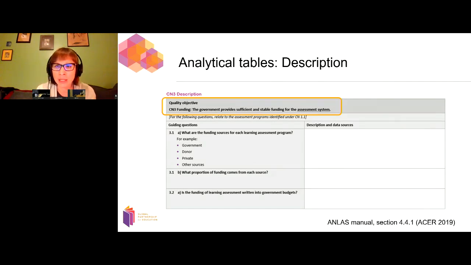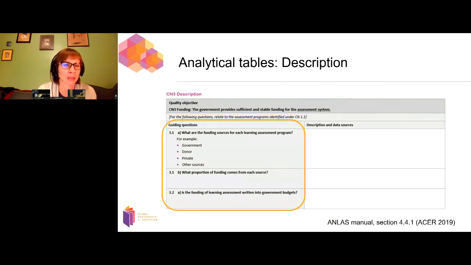So this table here shows first the example key area 3 for funding, and it indicates the related quality objective that Ramya has already provided also in her presentation, which is the government provides sufficient and stable funding for the assessment system. Next, please.